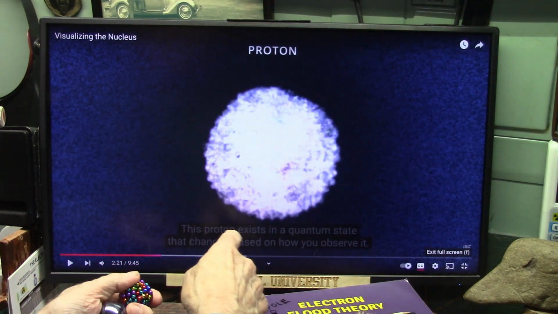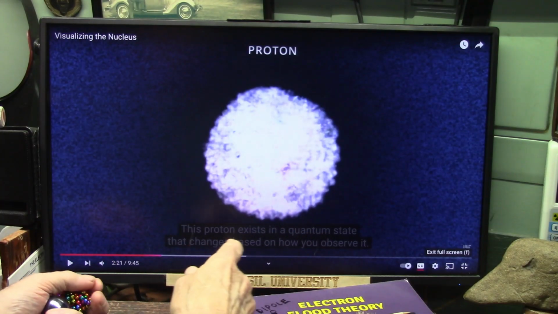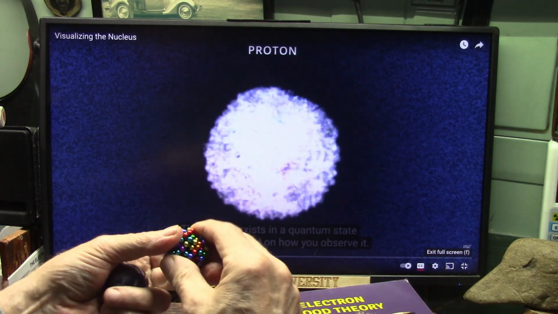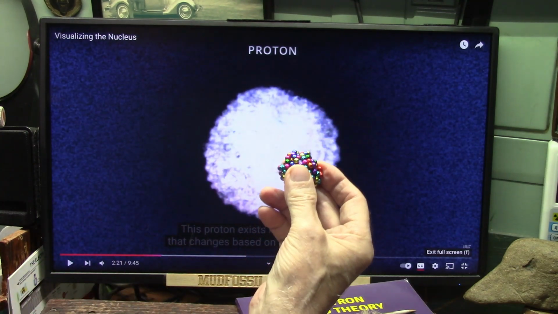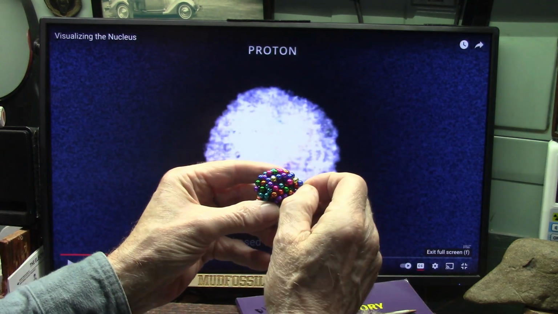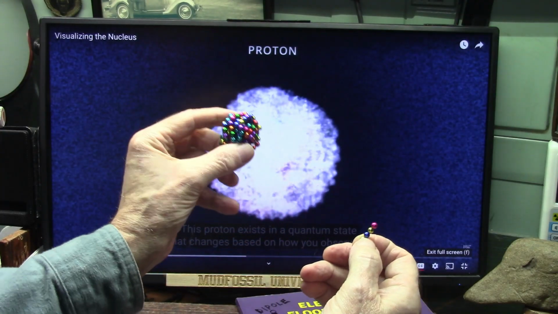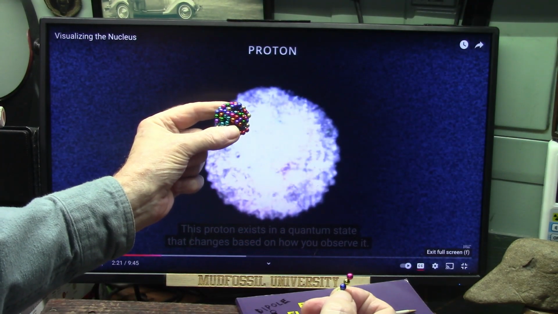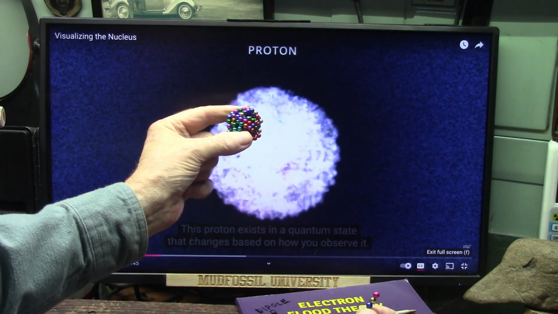Now they say the proton exists in a quantum state, changes based on how you observe it. No, it doesn't. A proton is a proton. Now, one other thing can happen now. You can lose a couple of these electrons, and it'll still be a proton, but it won't be a complete one. It'll be what they call an isotope. It'll be a charged particle.